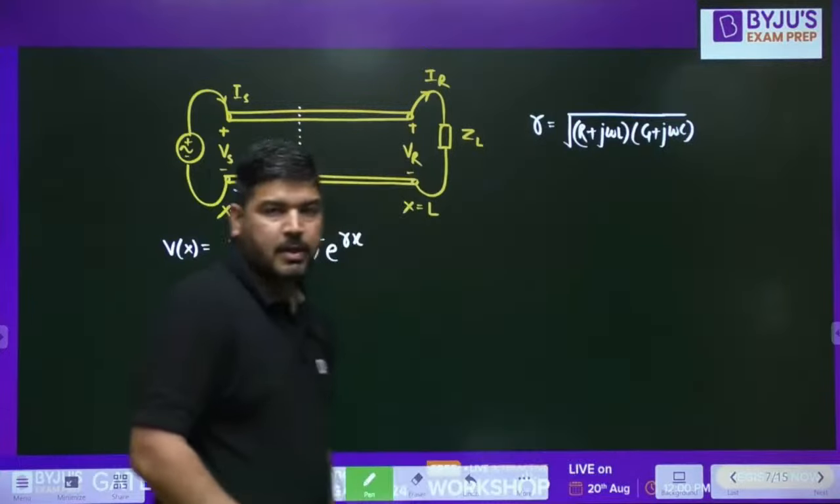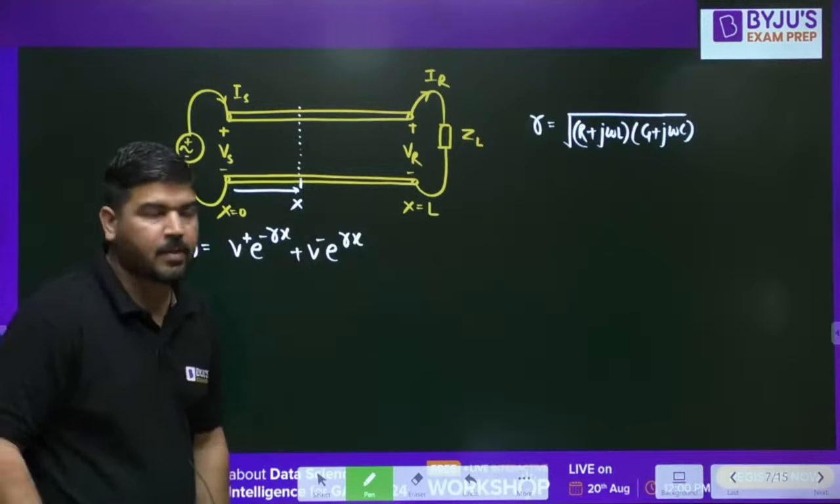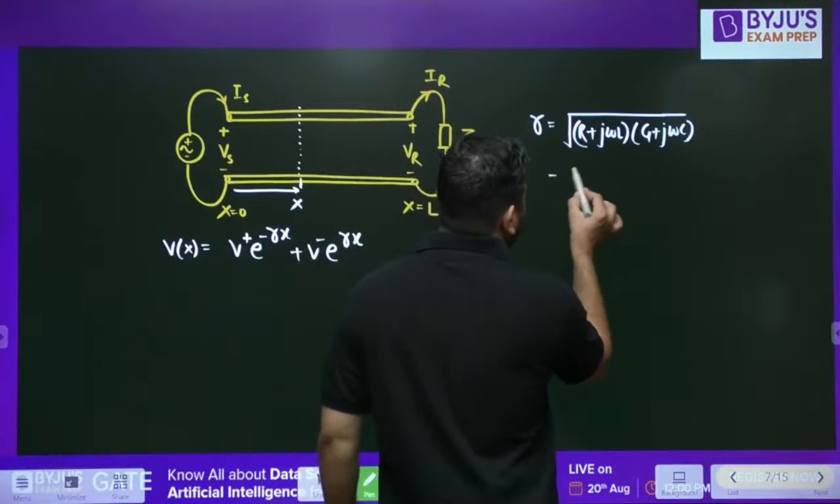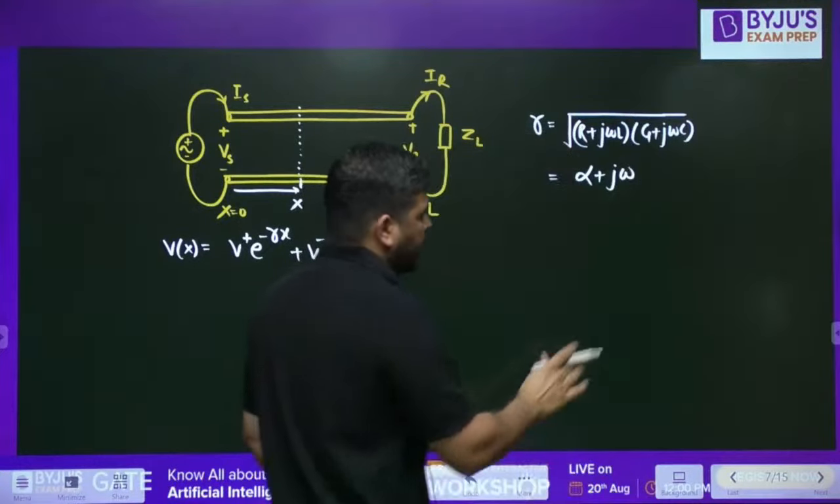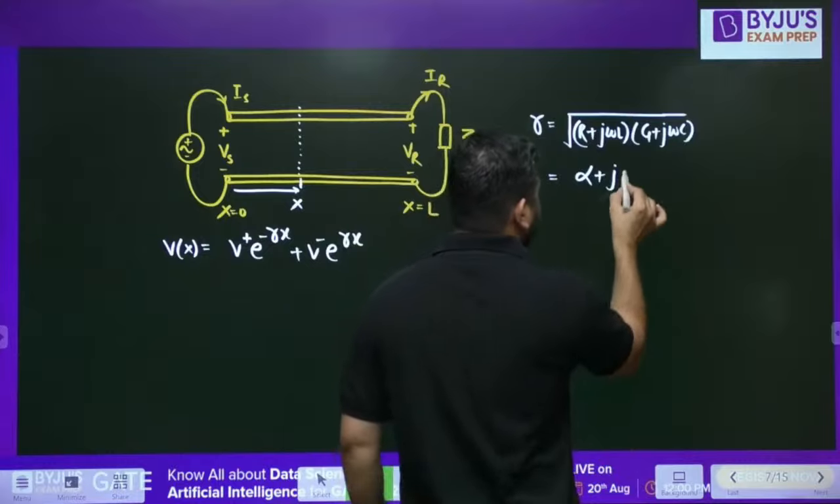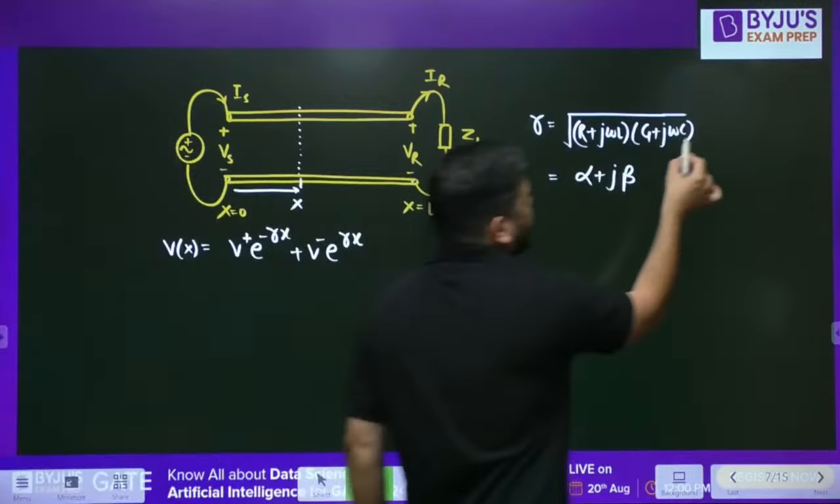Okay, so guys, I told you that this is my propagation constant, and this is the expression for voltage as a function of x. Now this propagation constant has two parts, real part and imaginary part, j beta. This alpha is known as attenuation constant, and gamma is the propagation constant.